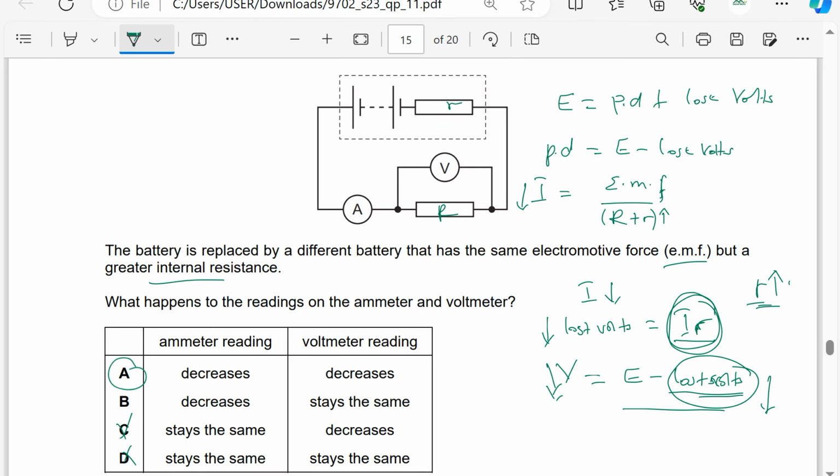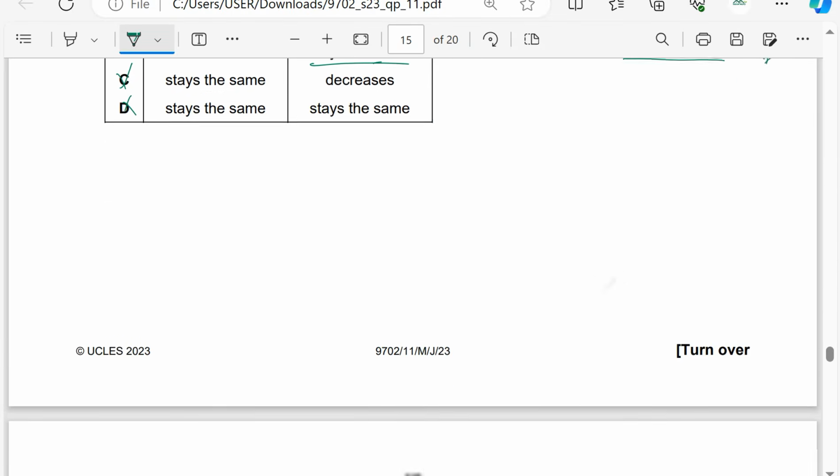The answer is going to be A. Automatically, it doesn't stay the same. Although it is quite confusing, it does not stay the same since the current has decreased, but remember r has increased. Since the current has decreased and r has increased, the lost volts is now greater. Since the EMF did not change, the terminal PD V must be decreased. So the answer is going to be A. It cannot be the same.